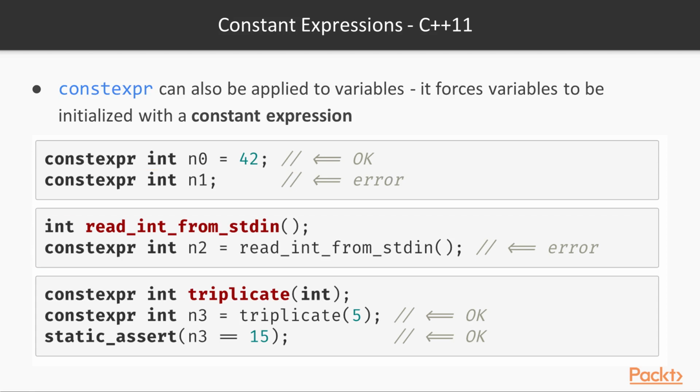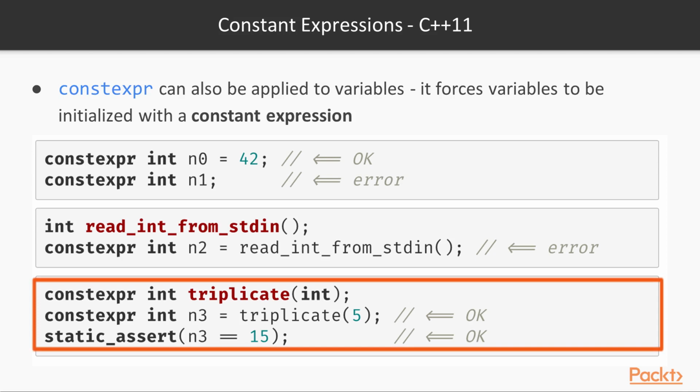Now, imagine that we have a function called readIntFromStdin. And this function simply calls std::cin and returns the integer that the user passed in the terminal. If we attempt to initialize a constexpr int n2 with the return value of this function, we will get an error, as the function is not a constant expression. If we try to mark the function as constexpr, we will get another error as std::cin is not usable in a constexpr context.